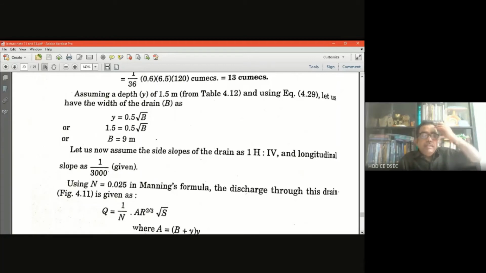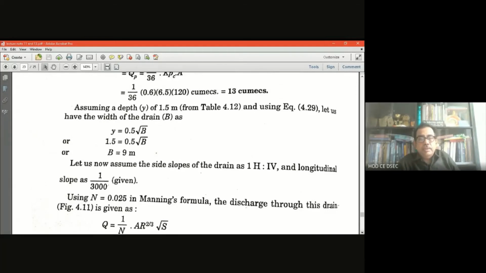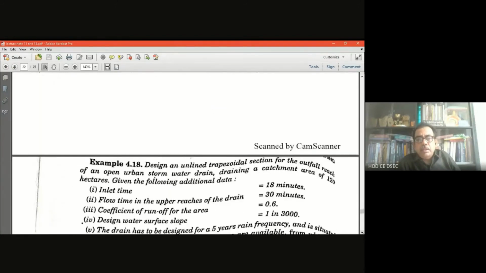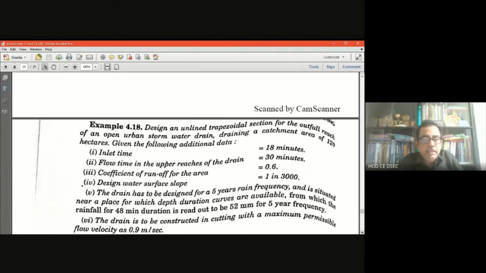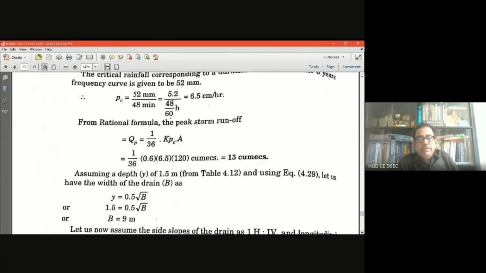Let us now assume the side slope is 1 horizontal to 1 vertical, as I told you, and the longitudinal slope is 1 in 3000. It is also given in the question, no assumption. The design water surface slope is 1 in 3000, that is given in the question.